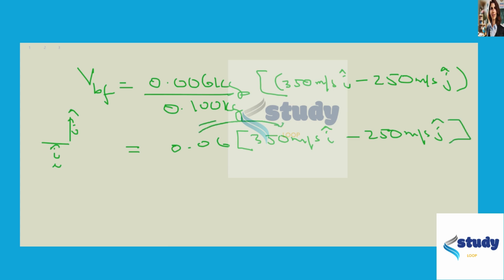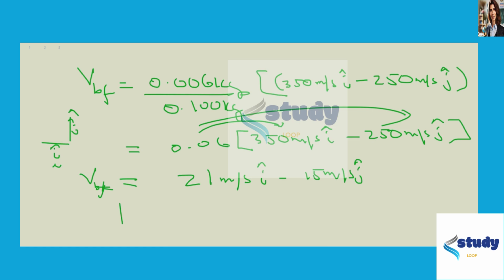We use the distributive property for this problem, and so we end up having 21 meters per second i hat minus 15 meters per second j hat. That's the final velocity in terms of i hat and j hat. But remember, they wanted the magnitude and direction, and so we have to change.